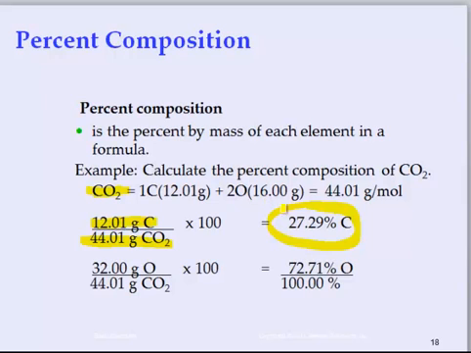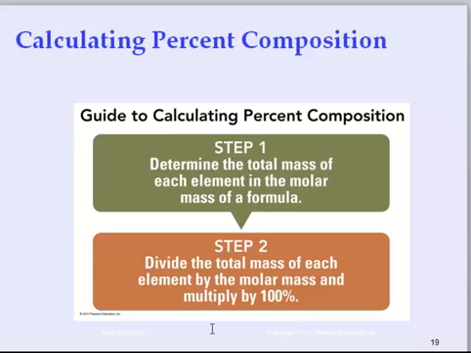Same thing for oxygen. If you want to know how much oxygen it is, then 16 times 2 is 32, so 32 grams of oxygen in the total molecule, which is 44, times 100. That gives you 72.7%. So sometimes we do use percentage expressions in making solutions or making compounds, but mainly we use the moles. So for calculating percentage, you take the total mass of each element in the molecular formula, divide that by the total mass, and multiply that by 100.